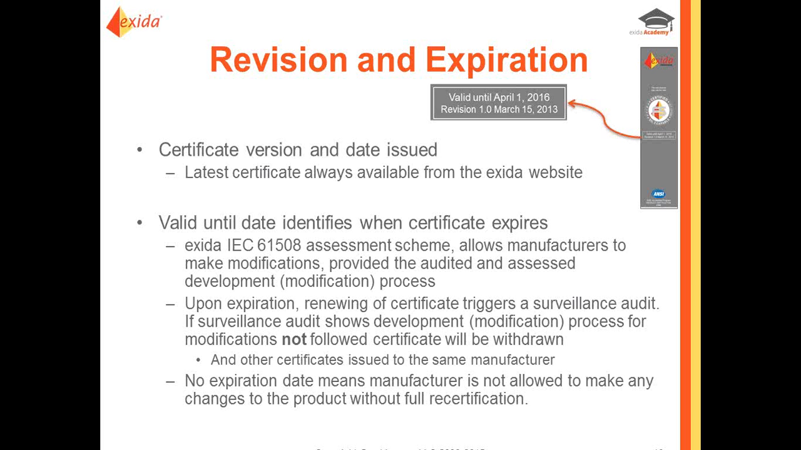exida has an assessment scheme that allows manufacturers to make modifications as long as we have validated their modification process. If that is the case, we give them a valid until date on the certificate. After 3 years from the original certification, the valid until date will expire, and then we go back and do a recertification of the process and the product.